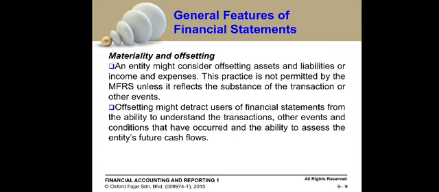Okay, offsetting. An entity might consider offsetting assets and liabilities or income and expenses. This practice is not permitted by MFRS unless it reflects the substance of the transaction or other events. Offsetting might detract users of financial statements from the ability to understand the transactions, other events and conditions that have occurred, and the ability to assess the entity's future cash flow. So offsetting is like this.